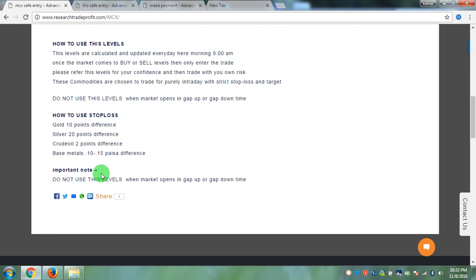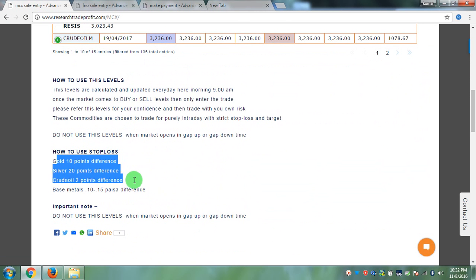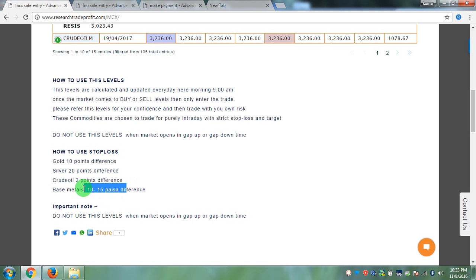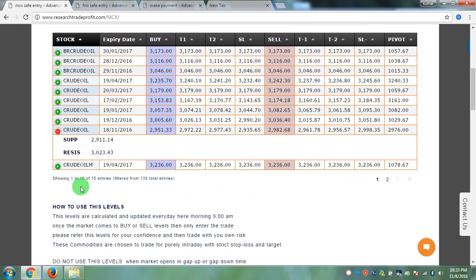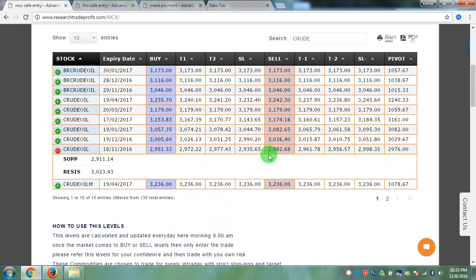As I have mentioned on our website, you should keep a minimum difference of points. For gold you have to keep a 10 rupee difference, for silver a 20 rupee difference between the call and the stop loss. Crude oil needs a minimum of 2 to 3 points, and base metals 10 to 15 points. You have to maintain this, because many times the market will trigger the exact stop loss or targets. So you have to put targets or stop loss 2 points before.